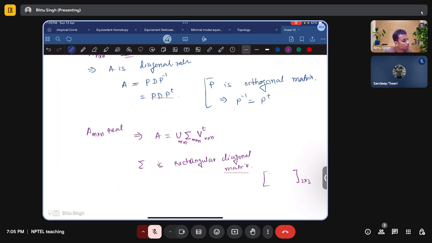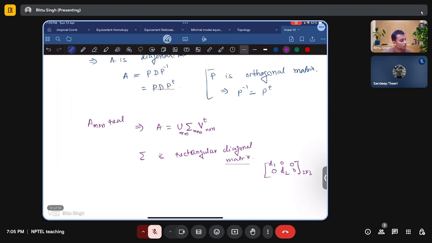Then diagonal entries will be like this, maybe some D1, some D2, but other things are 0. Okay? Or if you take a 3 by 2 matrix, this will look like D1 0, 0 D2, 0 0, and there is nothing else. So those are some examples of rectangular diagonal matrices.